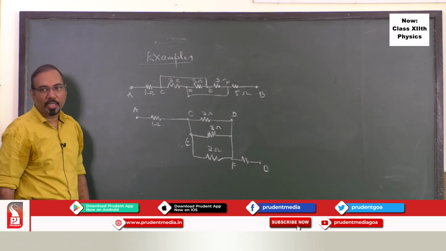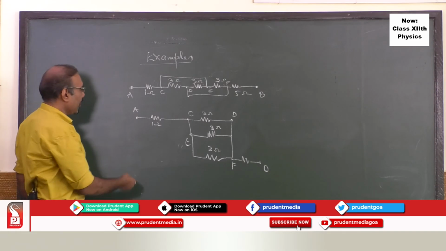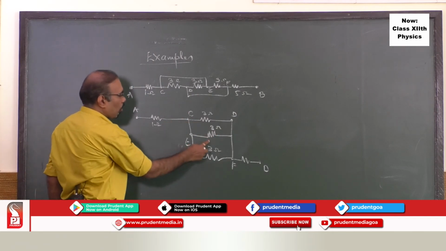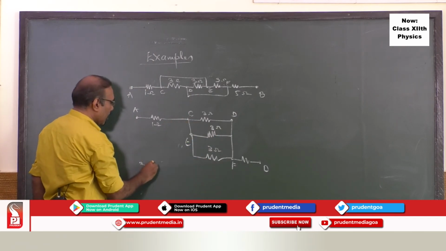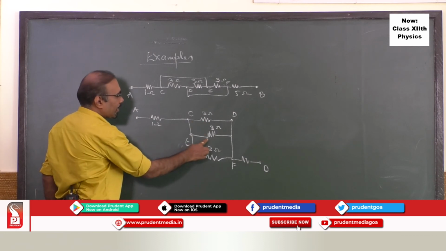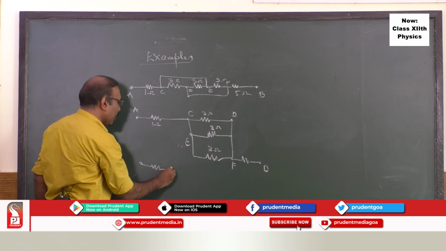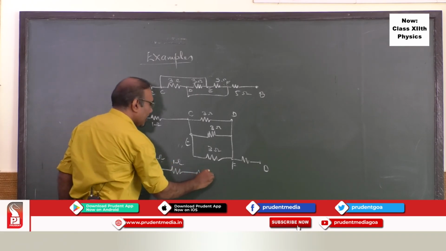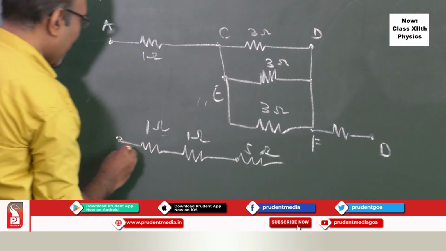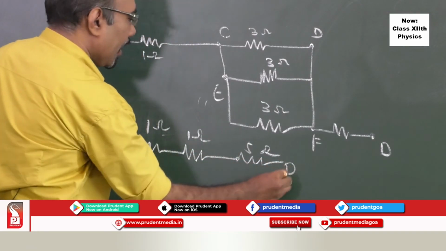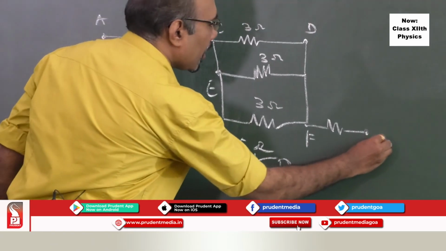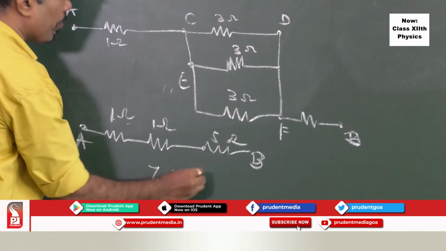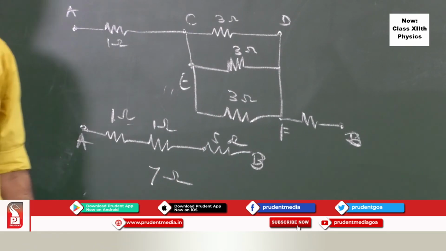Not so complicated, but little bit complicated. First take up simple one and then go for the difficult one. Now it is very much evident from this 3 ohm, 3 ohm, 3 ohm are in parallel. So you can easily find out 1 by 3 plus 1 by 3 plus 1 by 3, 3 by 3, 1. So this resistance will be 1 ohm. This resistance is 1 ohm. And this resistance is 5 ohm. So naturally the equivalent resistance between A and B, 1 plus 1 plus 5, that is 7 ohm.